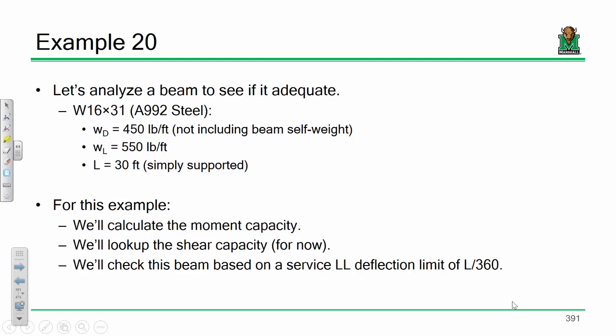Instead of breaking out a big set of calcs, this is a really short calc. So I want y'all to remind me real quick, what was b_f over 2t_f for this problem? And what was h over t_w for this problem? 6.28 and what? 51.6. Okay.